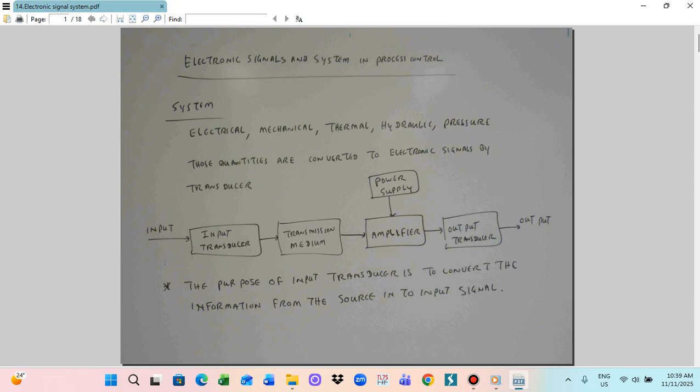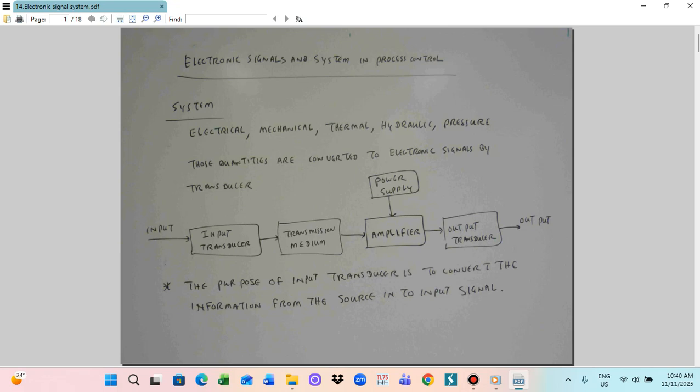So today's topic is the electronic signal system. In this topic, I will focus on what kind of signals can be produced by the transducer and how they can be transmitted, transferred, or controlled. Those things have to be steady in the electronic signal system.